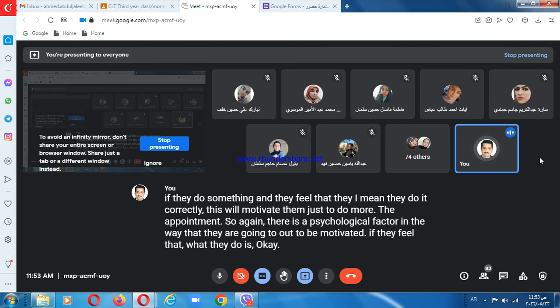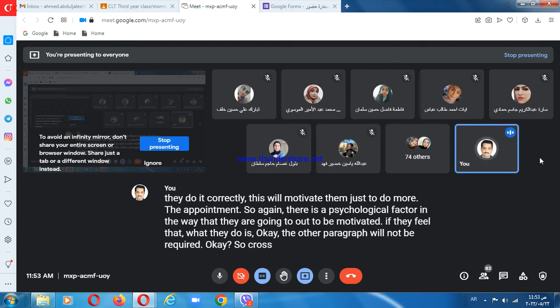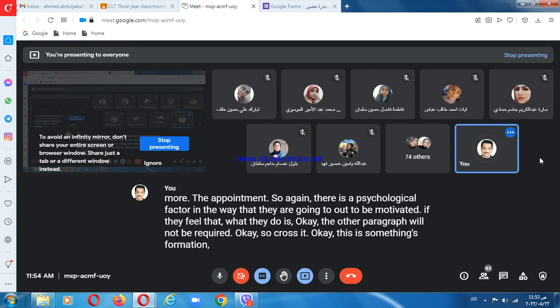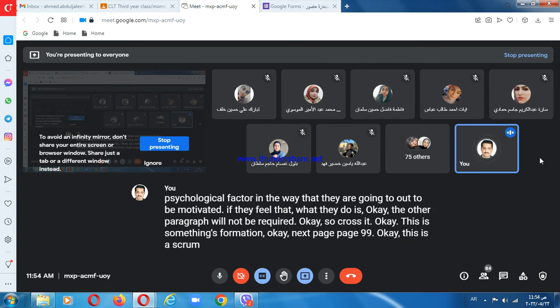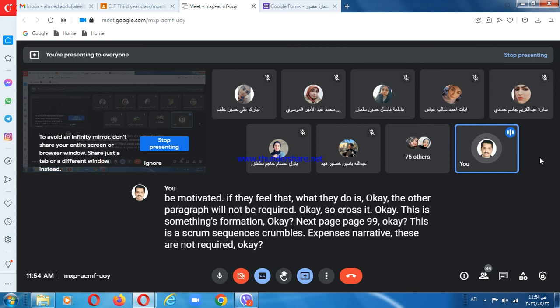Okay. The other paragraph will not be required, so cross it out. This is sentence formation. Okay, next page, page 99. This is scramble sequences, narrative. These are not required. Okay, then we move to what?